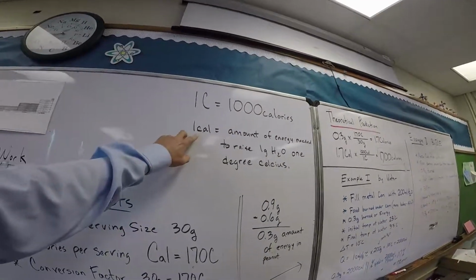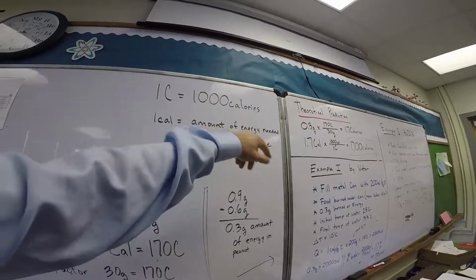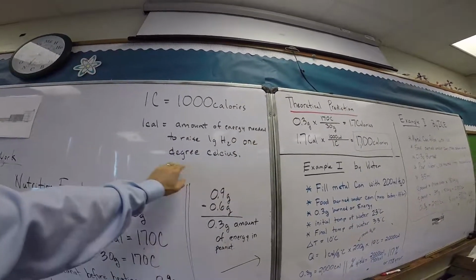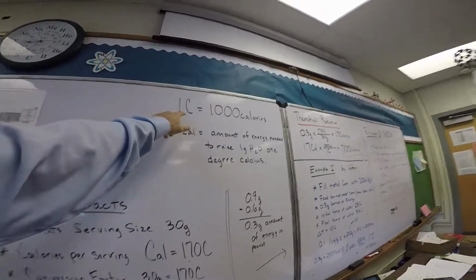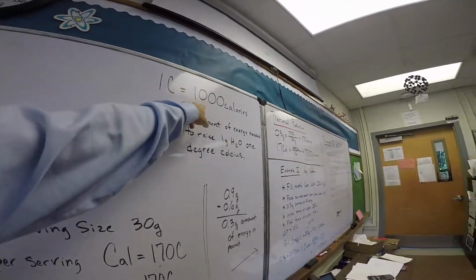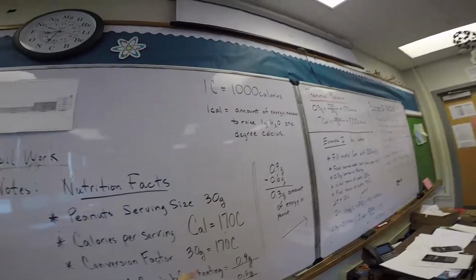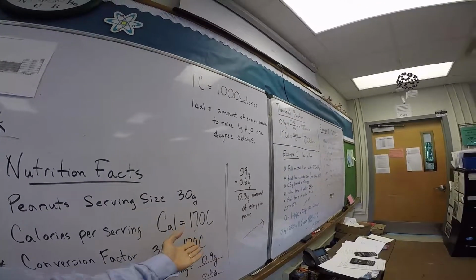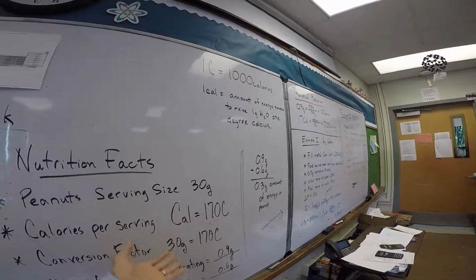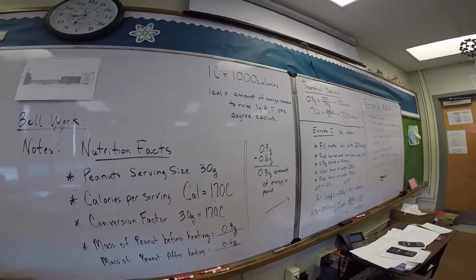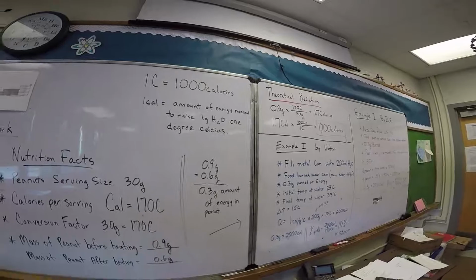So up here, one small cal is the amount of energy needed to raise 1 gram of H2O 1 degree Celsius. That's the standard definition for calories. 1 big C is equal to 1,000 small c's. Why don't they put 170,000 on your food items? That would kind of freak you out. You'd be like, 170,000 calories? I need to stop eating. That would be bad. Don't do that.